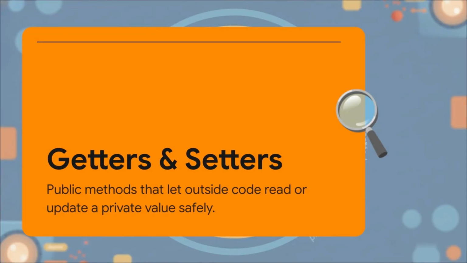So, you're probably wondering, if the data is totally locked away as private, how on earth do we actually use it? Well, we build very specific public doors, which brings us to a super common pattern: getters and setters. A getter door lets outside code read a private value safely. It's like asking a bank teller for your account balance. You can look at the number on the screen, sure, but you can't reach through the glass and change it. A setter door, on the other hand, lets outside code update a value, but only after passing through a gatekeeper that ensures the new value actually makes sense.